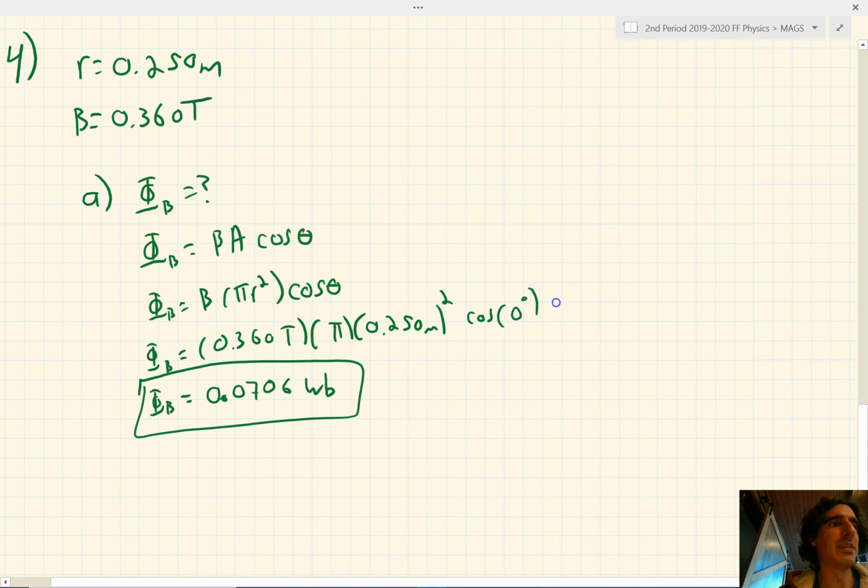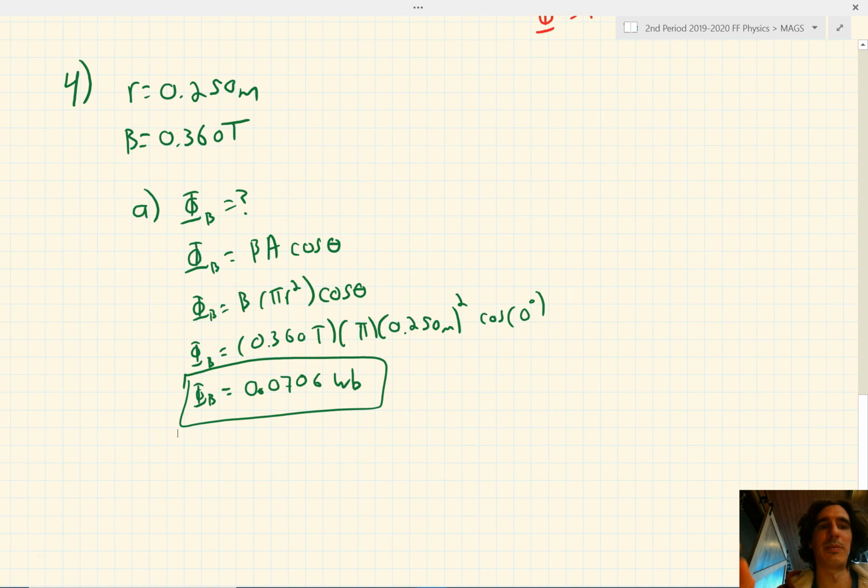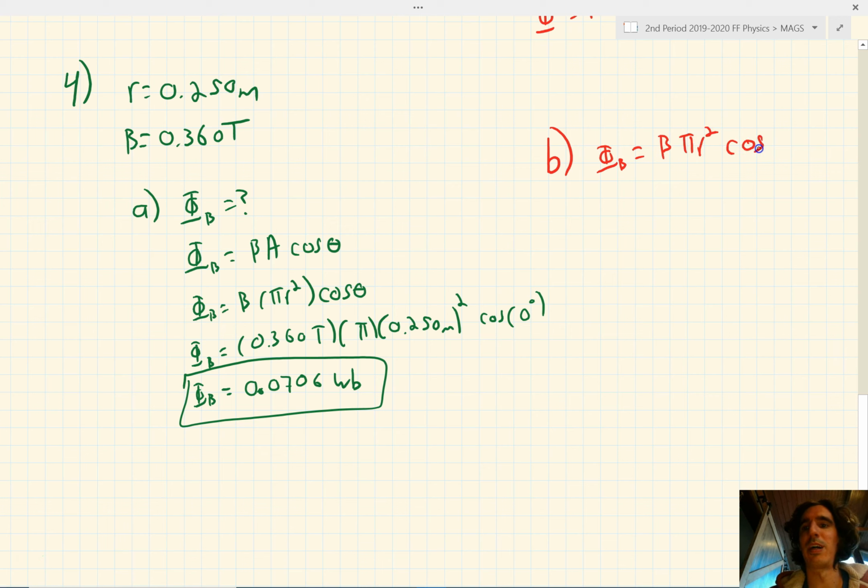Okay, let's look at letter B. Suppose the loop is rotated clockwise around the x-axis, so the normal now points at a 45-degree angle with respect to the z-axis. Recalculate the magnetic flux through the loop. So in this case, the only thing that changes is that the angle between the normal to the plane of the coil and the magnetic field is 45 degrees. So phi b will be the magnetic field strength times pi r squared times, the only change, cosine of 45 degrees.